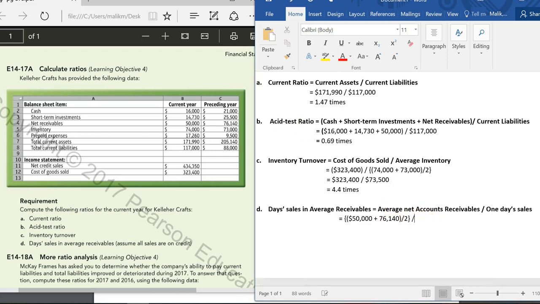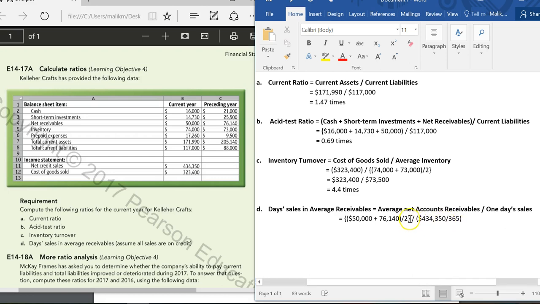Then you have to divide it by 1 day sales. But we don't know my 1 day sales, but we know our total sales. And sometimes it may say credit sales, net sales, or total sales; all these are the same. So net credit sales, and of course these are for the whole year, which you see from here, 434,350. But this is for the whole year, so we're going to divide it by 365. And if you do so, you will get your 1 day sales.